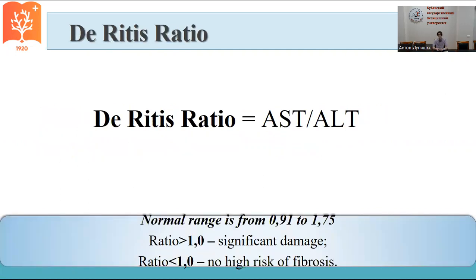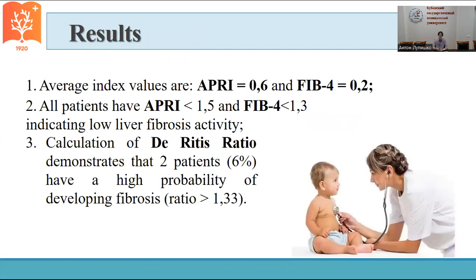And we continue with the De Ritis ratio. Normal range is from 0.91 to 1.75. If the ratio is more than 1, it means significant damage. And if the ratio is less than 1, it means no high risk of fibrosis.